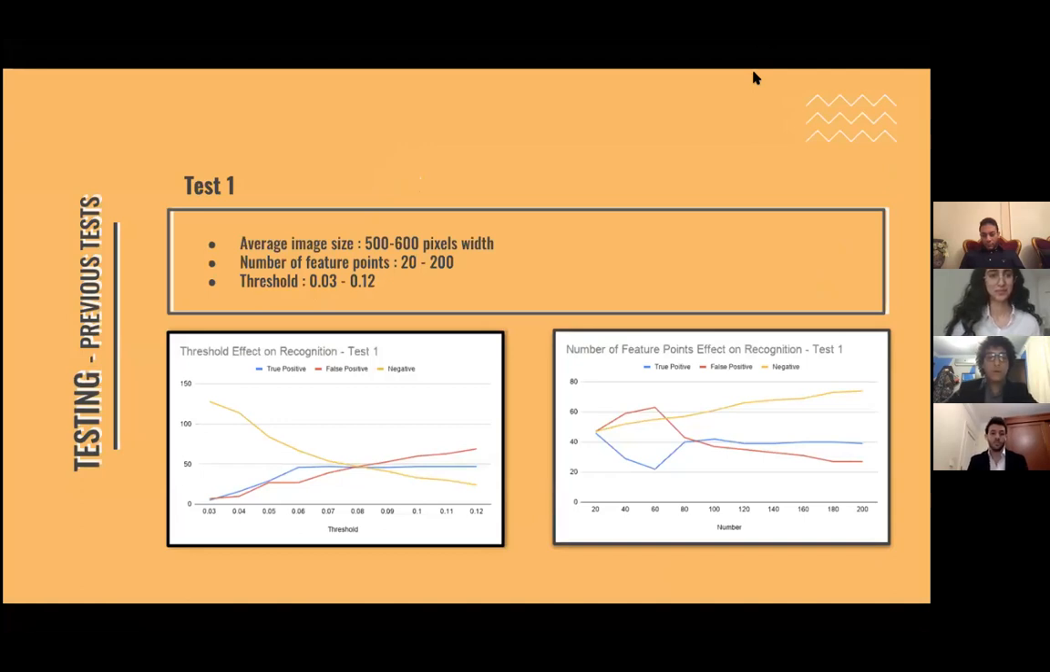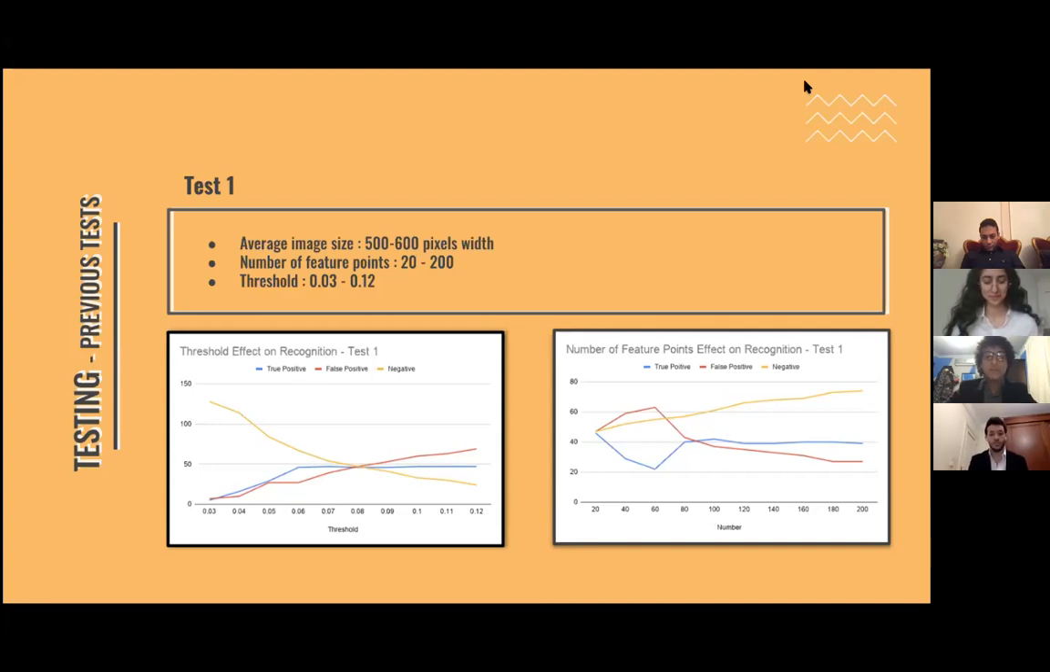Walking through our previous tests briefly to show the development and exploration. For our first test, we used a small set of images to give us a clue or indication of what specific values to test on our huge and final dataset and how to get the most out of our final test. It was 10 images large, each of 500 to 600 pixels of width. We tested from 20 to 200 feature points with step 20. The threshold we took from 3% to 12%.